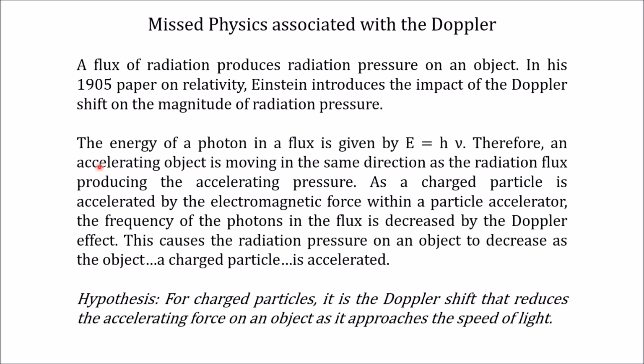But there's some missed physics here that we need to look at in terms of what's happening with the Doppler expression. That has to do with the fact that there's a thing called radiation pressure. In Einstein's 1905 paper, he showed that there is an impact of the Doppler expression on radiation pressure. Since we have photons, any flux of radiation can be made up of a whole family of these photons of various frequencies that would be its spectral content.